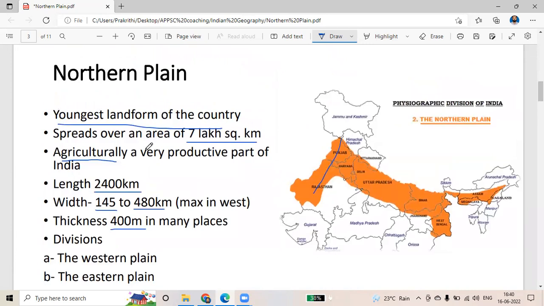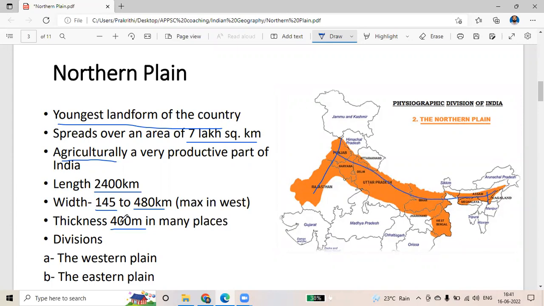It covers an area of 7 lakh square kilometers. Total extension length is 2,400 kilometers. Width is 480 kilometers to 145 kilometers. Thickness is almost 400 meters, that is, almost half a kilometer. So this is how it has been. Extension 2,400, width 480 to 150, then thickness, that is depth, its depth is 400 meters.